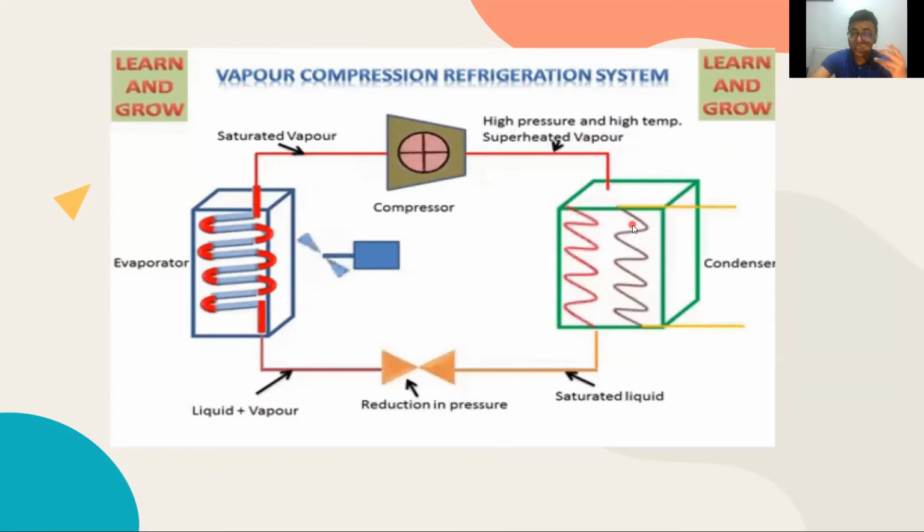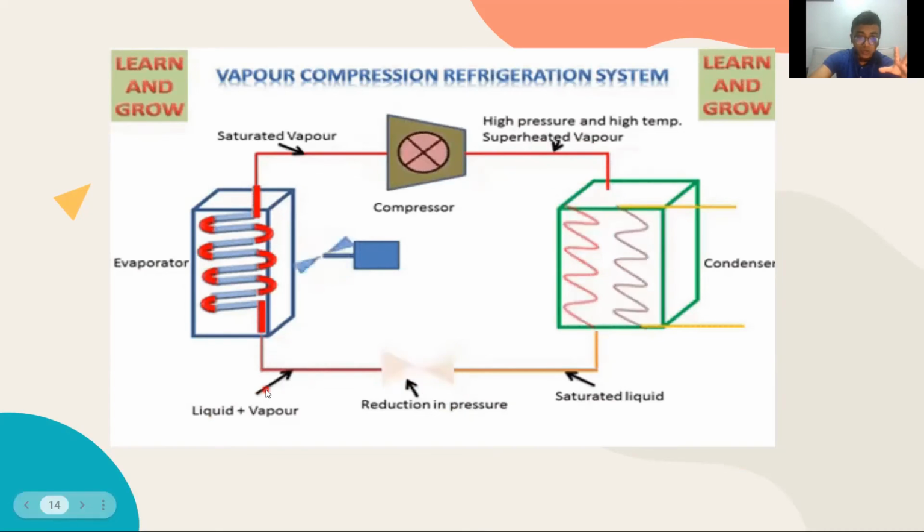At the condenser, it will release the heat, and then convert the vapor into liquid by external sources. It will flow and enter the expansion valve. At the expansion valve, the high temperature and high pressure liquid will be expanded, and as a result, it will lower the temperature and lower the pressure of the liquid.